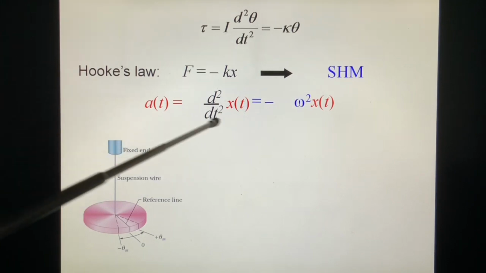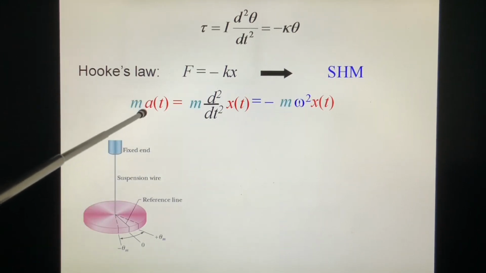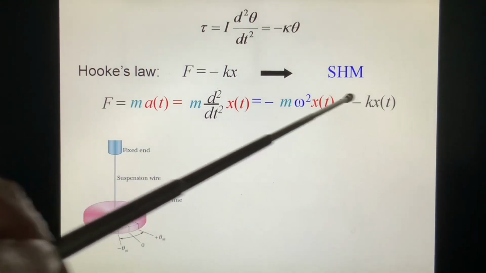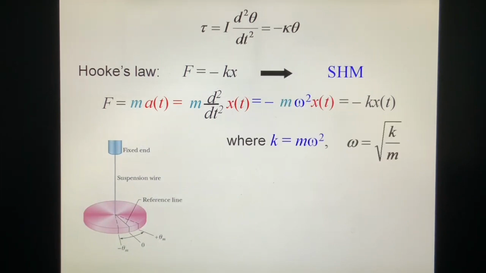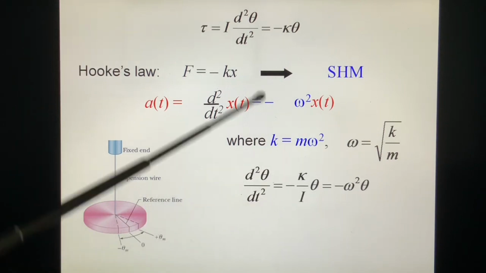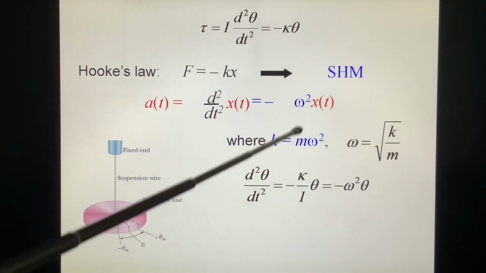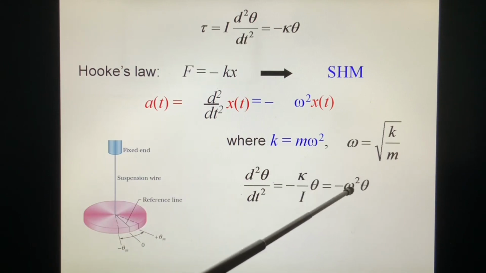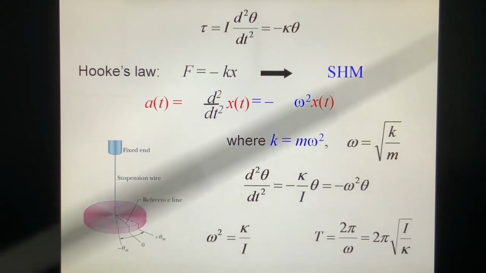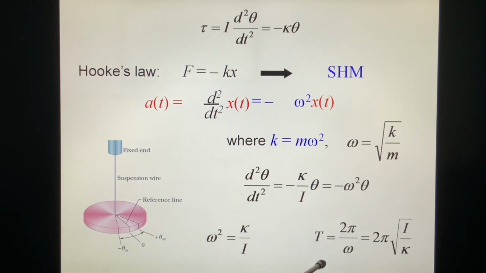We multiply this equation by m, and this is F. F equals minus kx, and here k equals m omega squared. So omega equals the square root of k over m. Once we know omega, we can find the period T equals 2 pi over omega. Then you look at this equation: kappa over I times theta equals minus omega squared times theta. So we see omega squared equals kappa over I. So T is 2 pi over omega, which is 2 pi times the square root of I over kappa. This is the formula for the period of this pendulum.